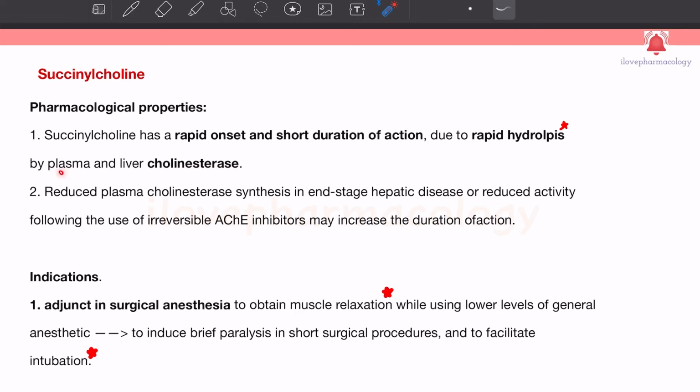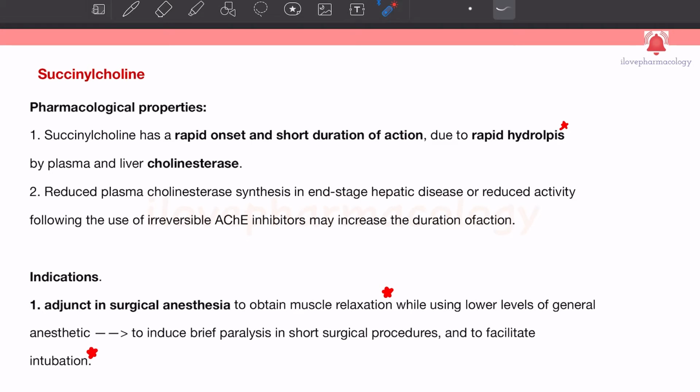So if there is a reduced plasma cholinesterase synthesis, which happens in case of end-stage hepatic disease, or if there is a reduced activity following the use of irreversible acetylcholinesterase inhibitors, it may increase the duration of action of succinylcholine. So coming to the indications.